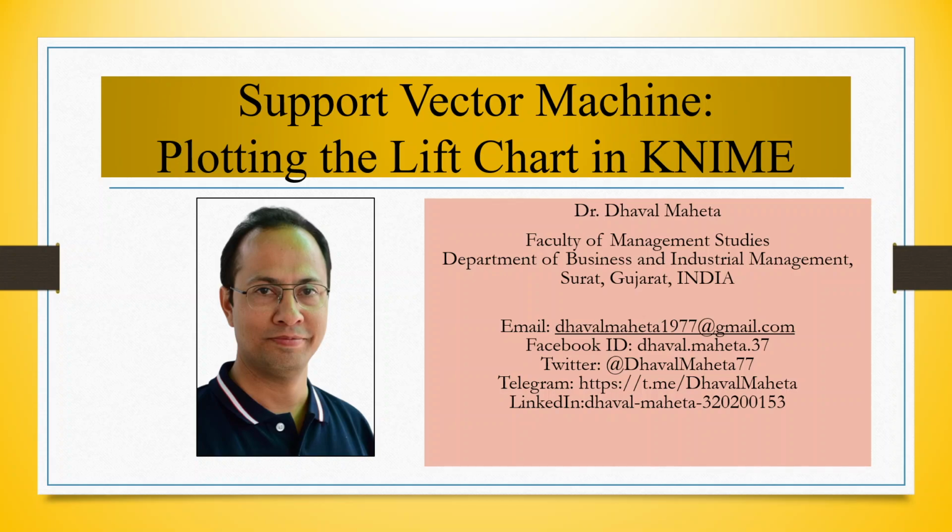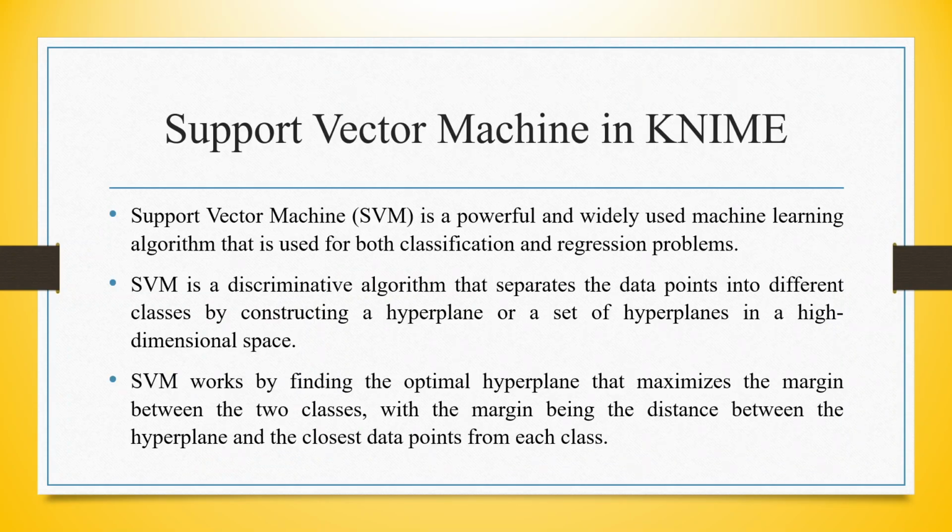This is Dr. Dhaval Maheta, and today I will explain how to plot the lift chart in support vector machine in KNIME. Support vector machine is a powerful and widely used machine learning algorithm that is used for both classification and regression problems. Support vector machine is a discriminative algorithm that separates the data points into different classes by constructing a hyperplane or a set of hyperplanes in high dimensional space.